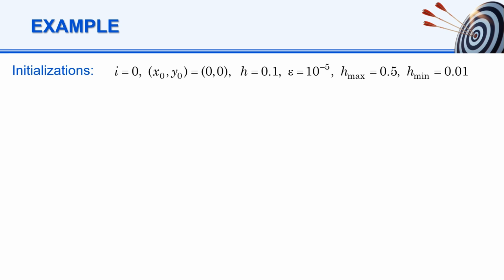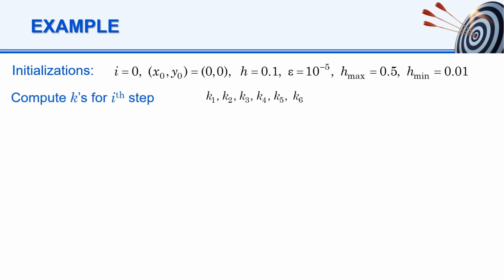We first initialize the parameters, such as the step counter i as 0 and the initial step size as 0.1. In programming, it is always a good idea to set a lower and upper bound for the interval size. Here we set Hmax as 0.5 and Hmin as 0.01. The initial value is already given in the problem statement.